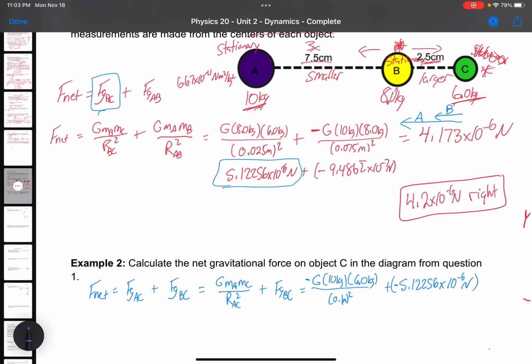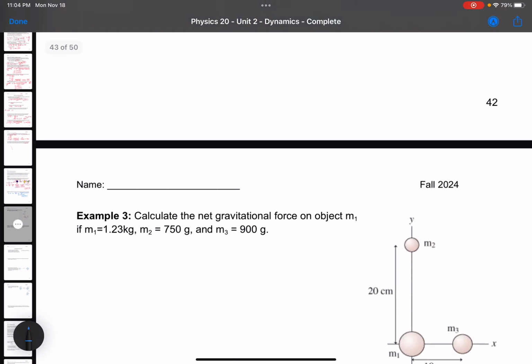All right, and my F net is negative 4.722 times 10 to the negative 6 newtons. So remember, the negative is representative of the direction. So when I go to get my final answer, 4.7 times 10 to the negative 6 newtons. And this time it's going to be to the left since it came out to be negative. So that is my final answer for that one.